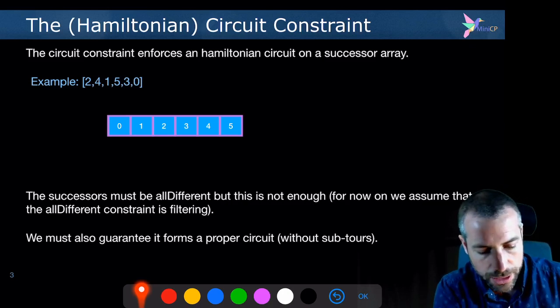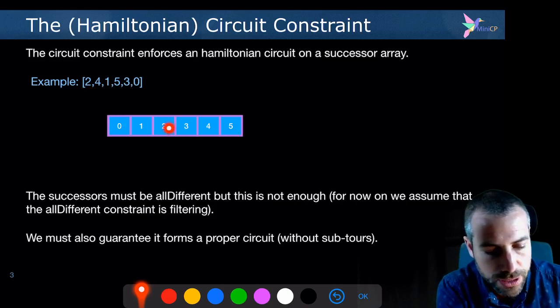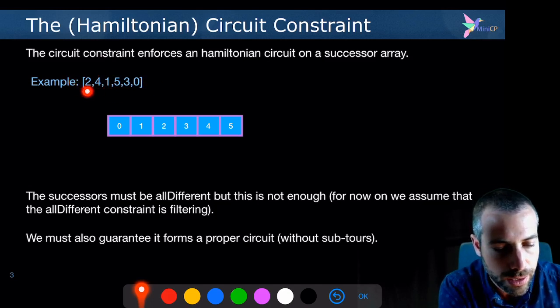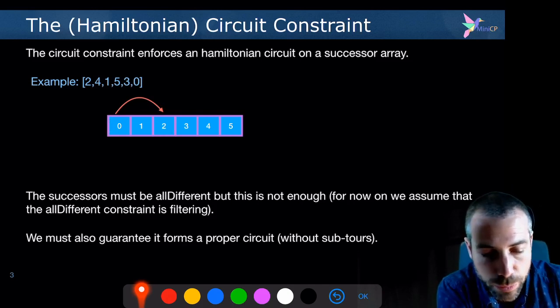For the successor model, we will encode the next city that you need to visit at each index. So let me show this on an example here. These are all the indices of the cities, and this is what we use to encode a Hamiltonian circuit, which is a permutation of all the cities. We just say that after visiting the city at index 0, we will visit the one at index 2. Then you may already guess what is the one that will be visited after 2.